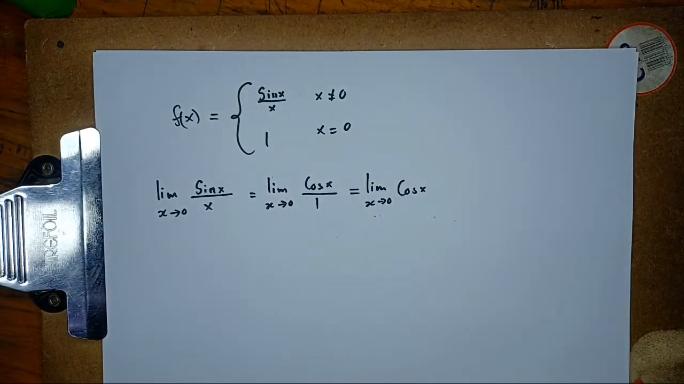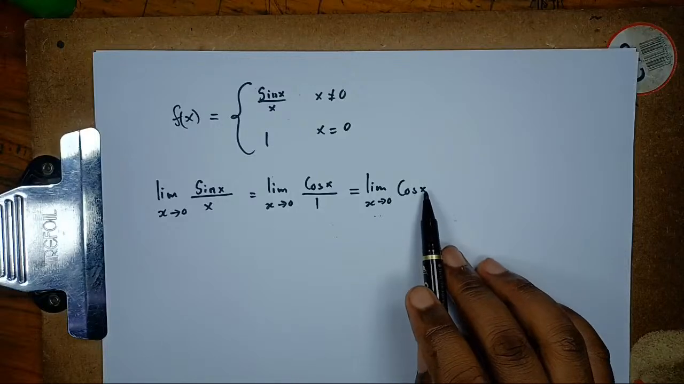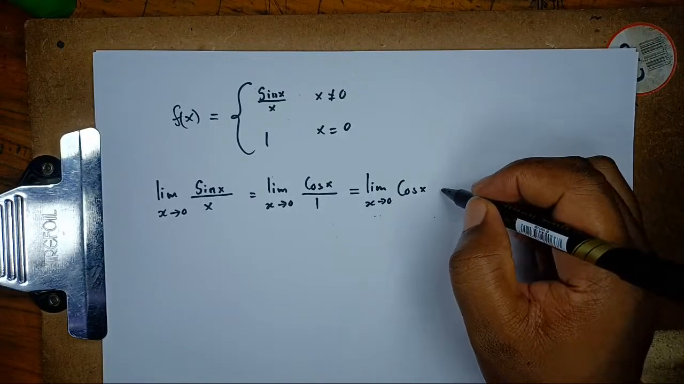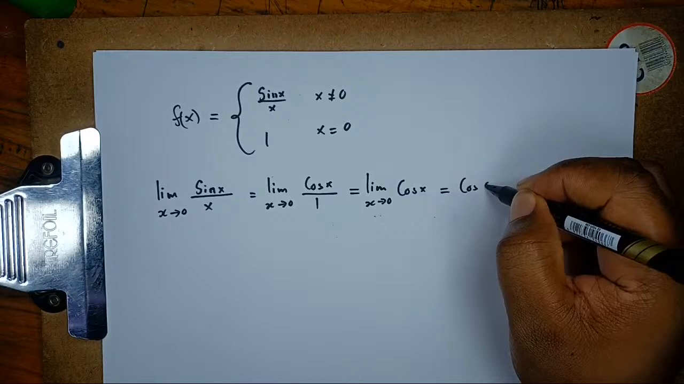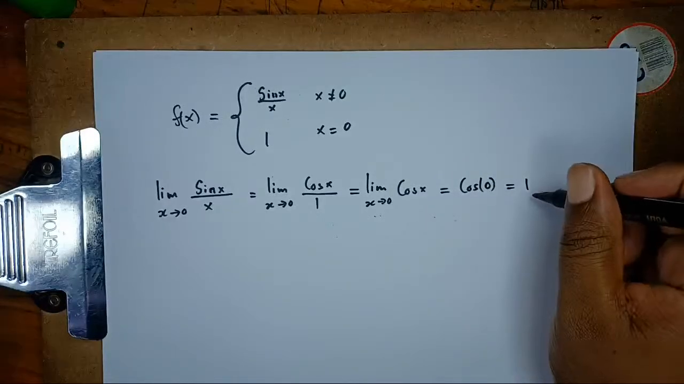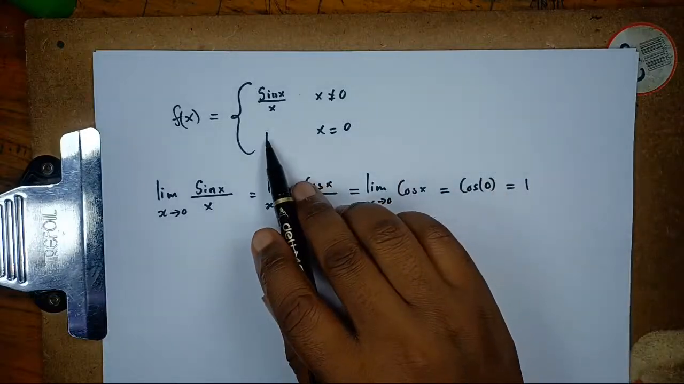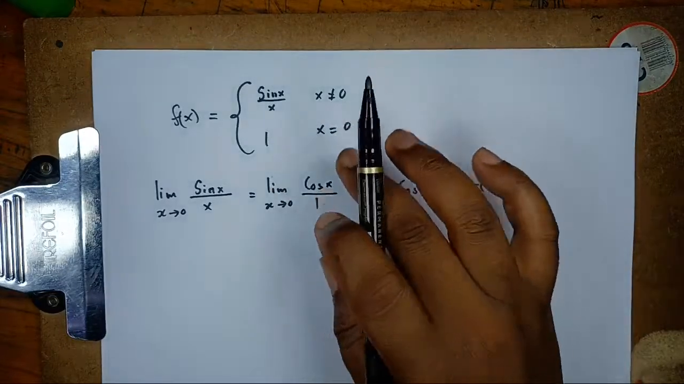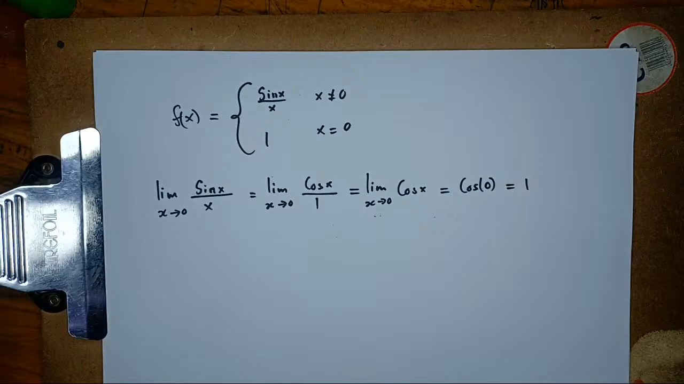Where there's x, let's replace it with a 0. So what we get will be the cos of 0. Now the cos of 0 is equal to 1. This one that we've got here is the same as the one that we have there, meaning that this particular function is continuous at x equals 0. That's how it's done.